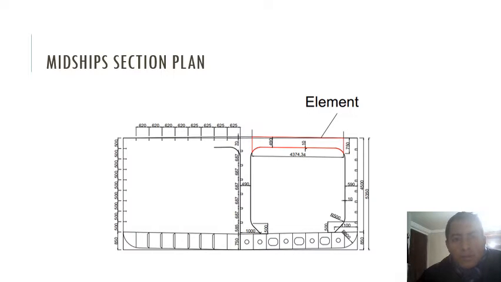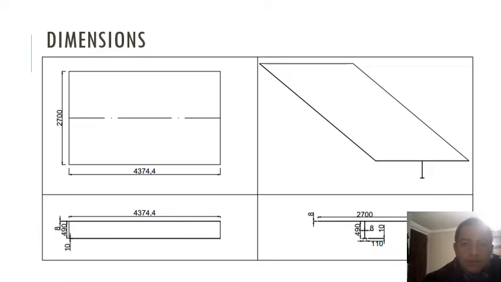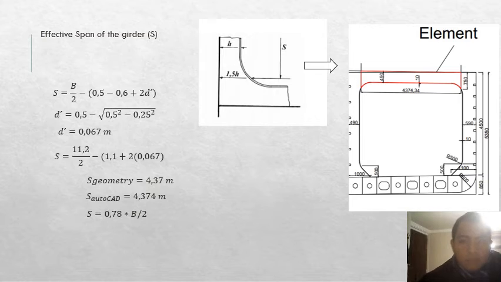The element we were analyzing comes from the deck structure. The beam flange was dimensioned with the AutoCAD program. The effective breadth was obtained in two ways, geometrically by the DNB rules and by the AutoCAD program. When comparing them, the same values are obtained, and it is also observed that the effective stiffness is 78% of half of the beam.